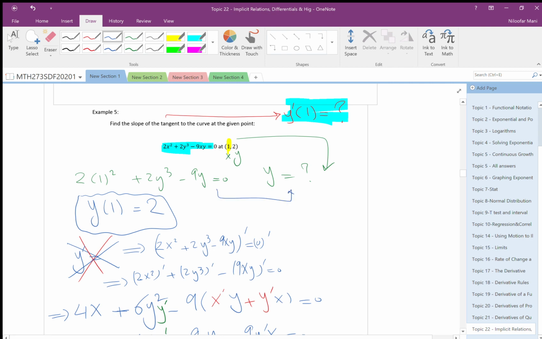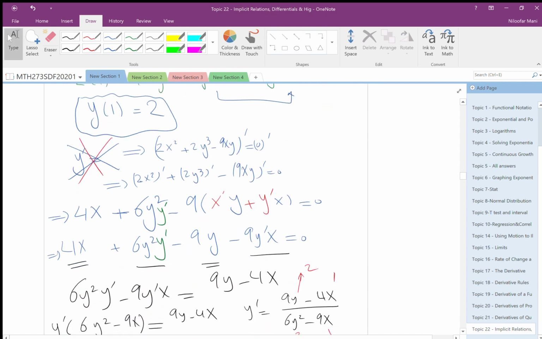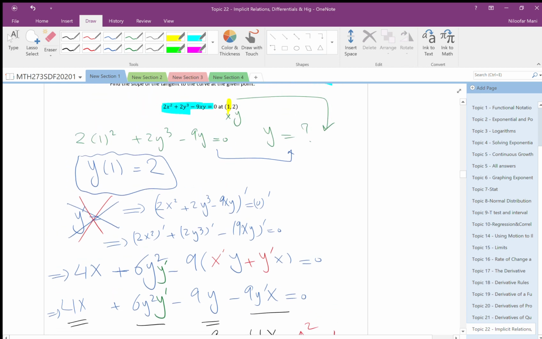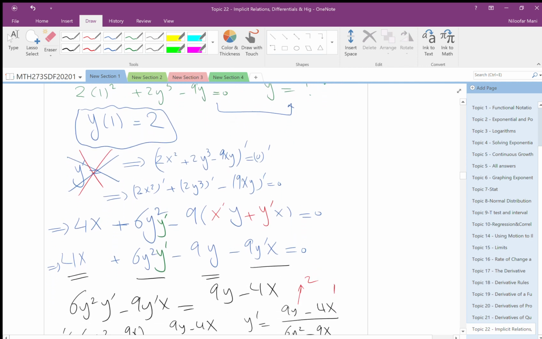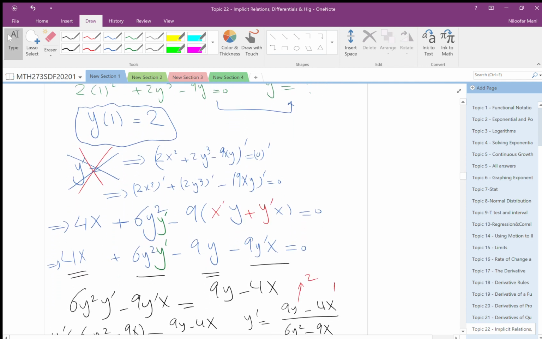Do you start from y prime equal? No, no, you don't. You do derivative of both sides. Derivative of both sides, you have to follow all the rules from before. Derivative of first plus second and third. Wherever you have x, do the same as before. Wherever you have y, do the same as before. Substitute y times y prime. So that's why here I have 4x. Here I have 6y squared y prime, and here I have derivative of product, which is derivative of first x prime y plus y prime x.